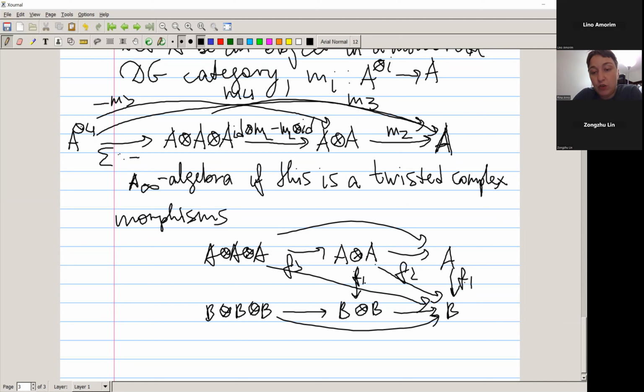So this is going to be F1 tensor F1, depending on the degree of F1. I think for algebras they're always degree 0. So F1 tensor F1, so F1 cubed here, and then certain sums. The rule is going to be a sign and then a tensor product of several Fi.